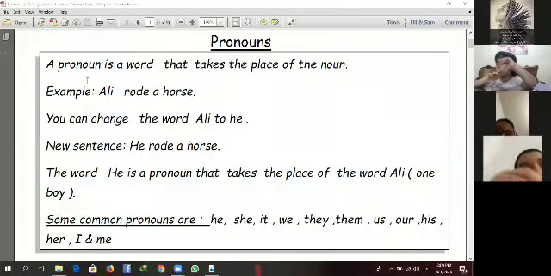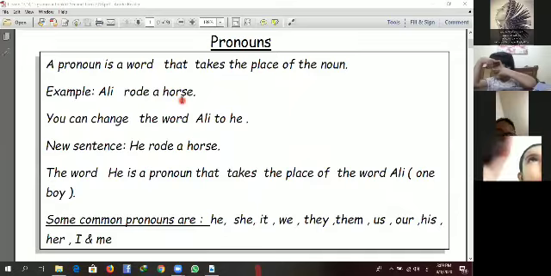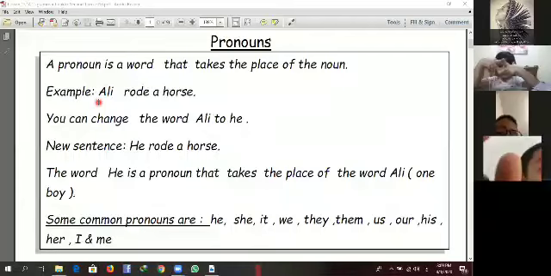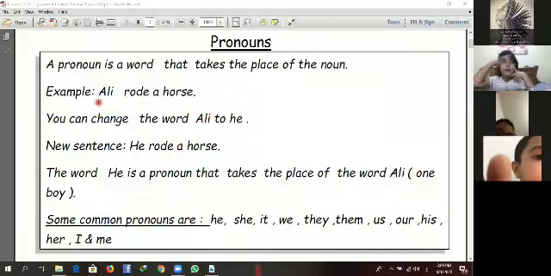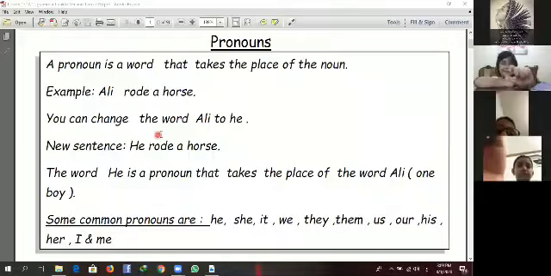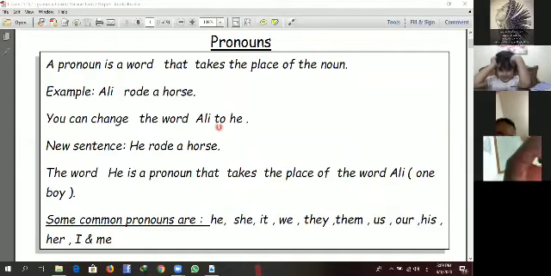So, the first example over here is saying, Ali rode a horse. Ali is the name of a boy. So what is the pronoun that refers to a singular boy? Will you tell me? He. That's right. Very well. So as I said here, the word Ali, you can replace it with the word he.